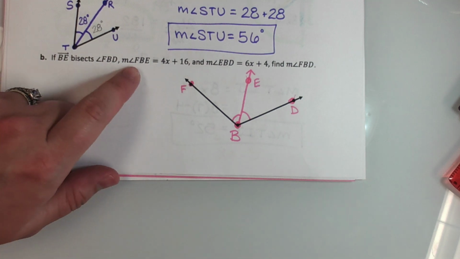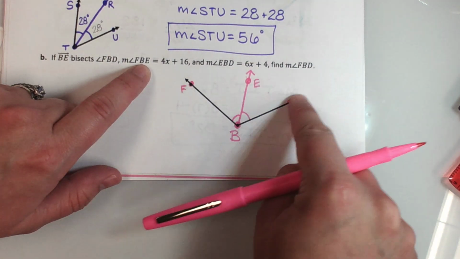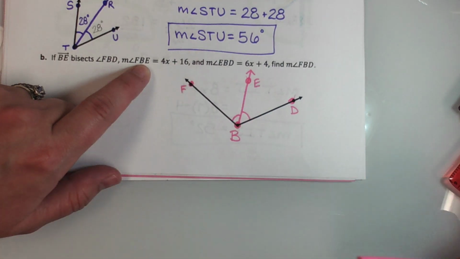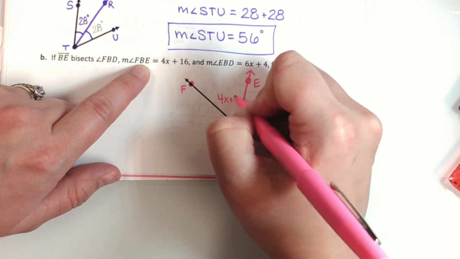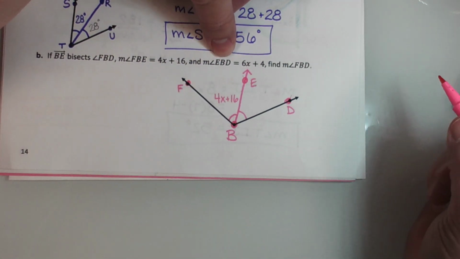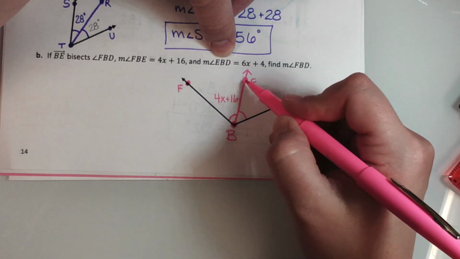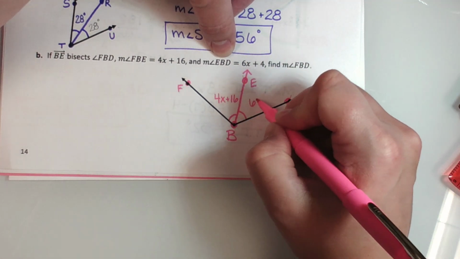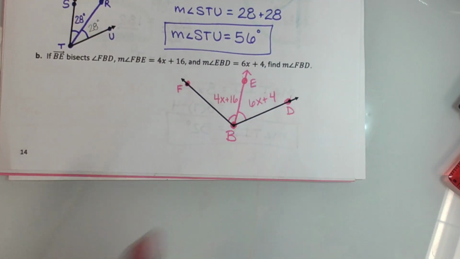Okay, measure of angle FBE. Angle on the right, angle on the left, or the big one? It is FBE, the one on the left, 4x plus 16. And the measure of EBD, right one or big one? That's the right, EBD is 6x plus 4. Find the measure of angle FBD. Okay.